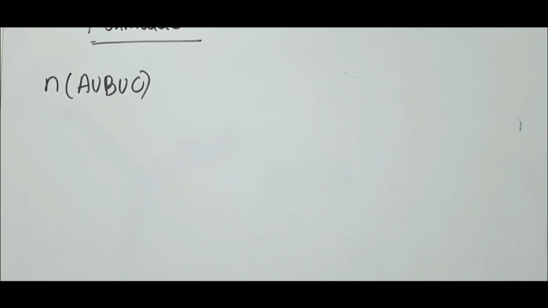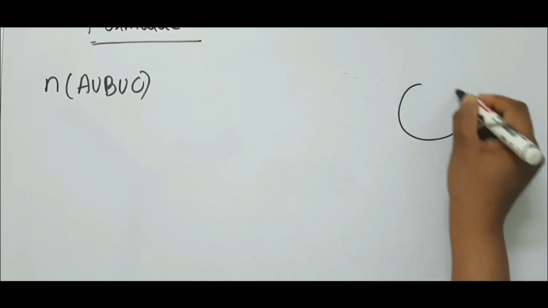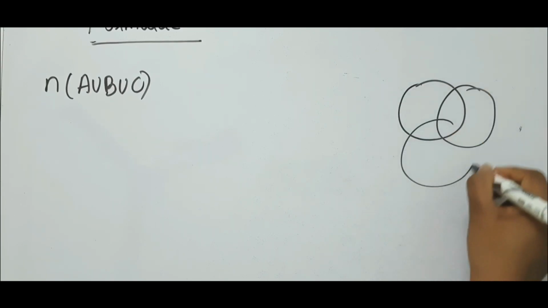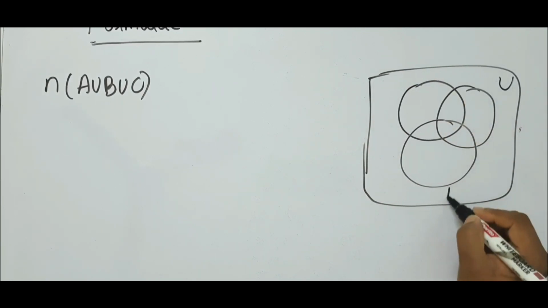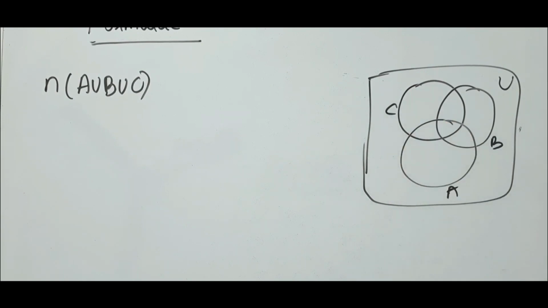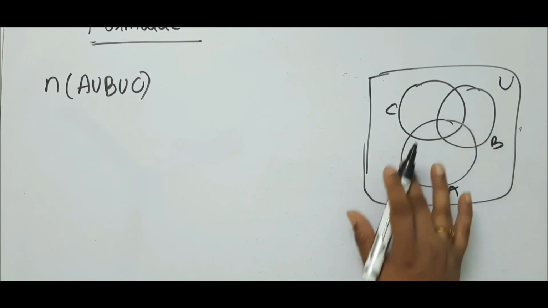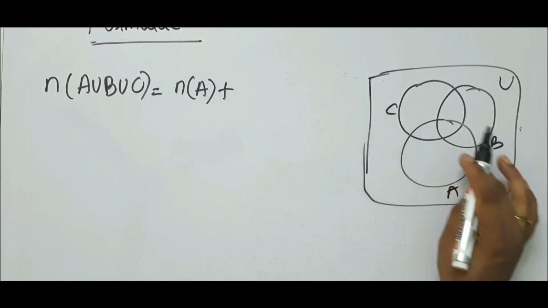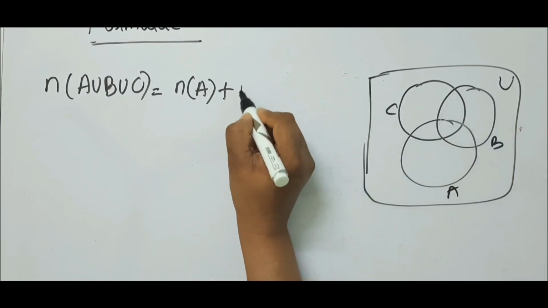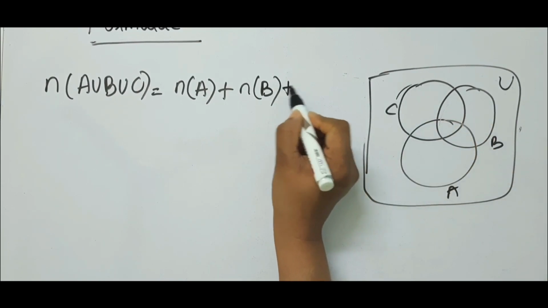Now, if you want the number of elements in 3 sets, A union B union C, the union of 3 sets, usually the Venn diagram will be like this. This will be set A, this will be set B, and this will be set C. If we want the number of elements of A union B union C, first we have to count the number of elements of A. Next we have to count the number of elements of B. Next we have to count the number of elements of C.